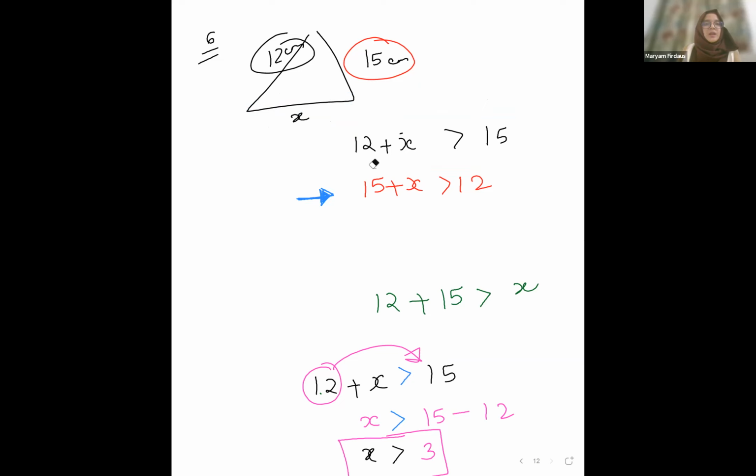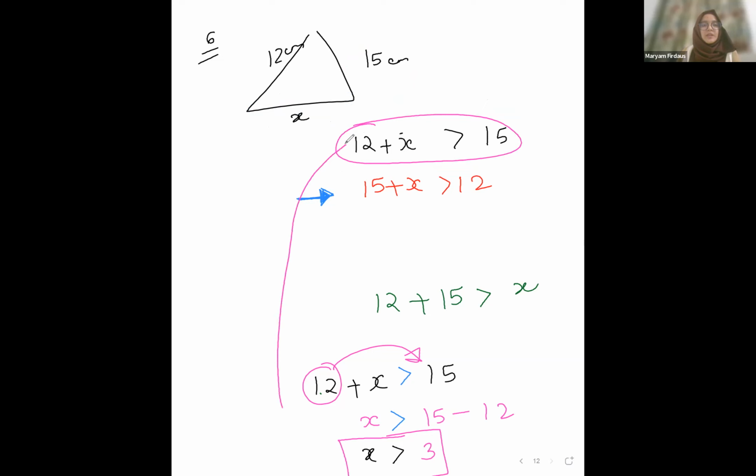Fine. Now the other thing that we were looking at was 12 plus x is greater than 15. We saw it and we solved it. Now the next part is 12 plus 15 should be greater than x. Let's try to solve it together. So 12 plus 15 is greater than x. What is 12 plus 15?